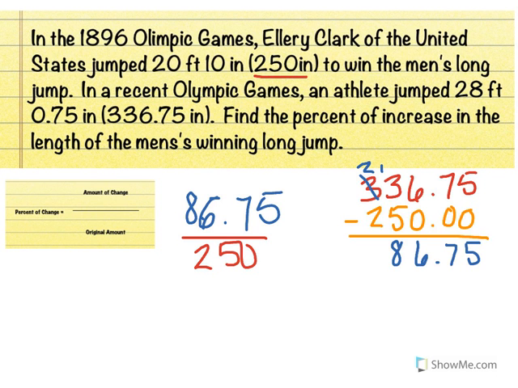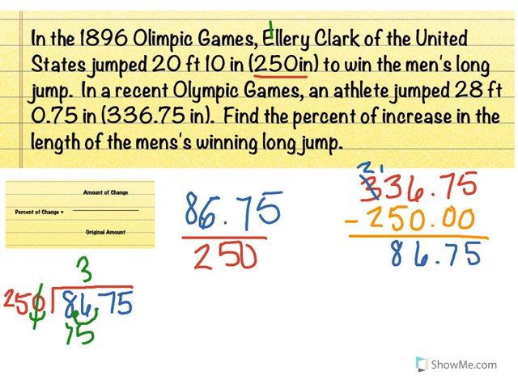So to find my percent of change, I'm going to have to divide here. Okay, to divide, I can actually get rid of this 0 here by moving my decimal one place, as long as I do it on the inside also. So that gets rid of that 0. Alright, so 25 goes into 86 3 times. 3 times 25 is 75.